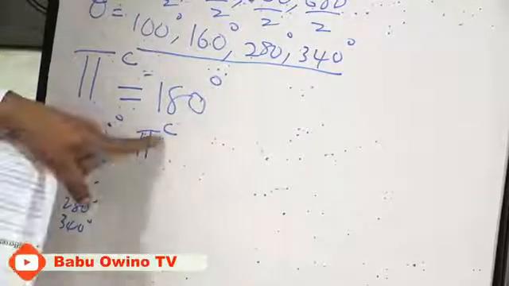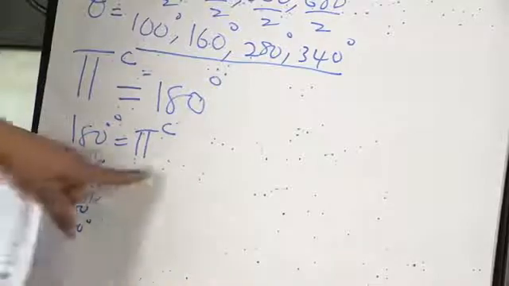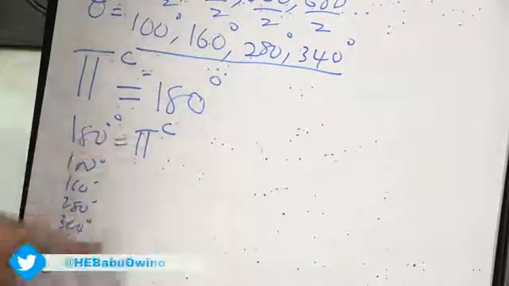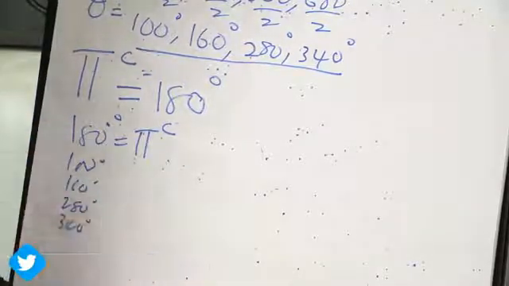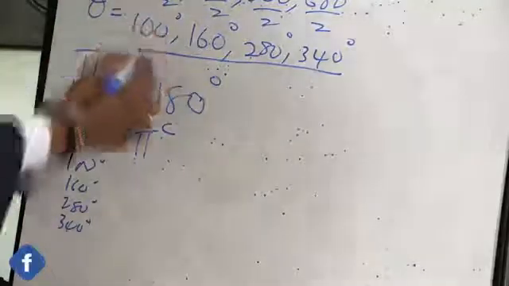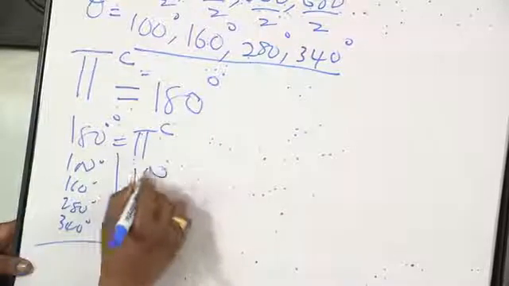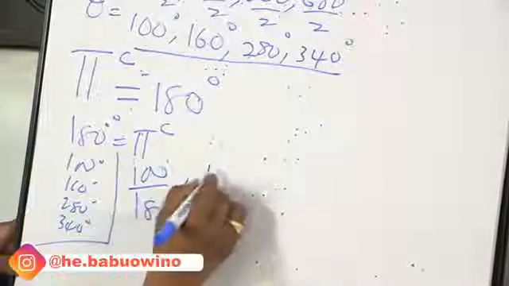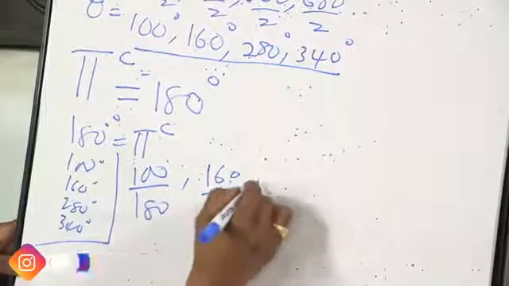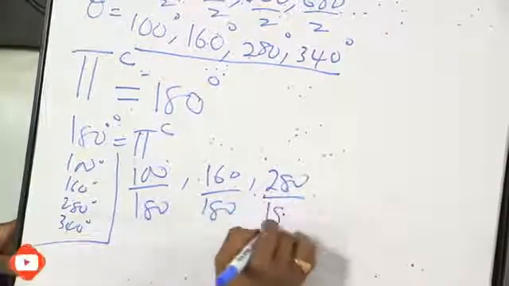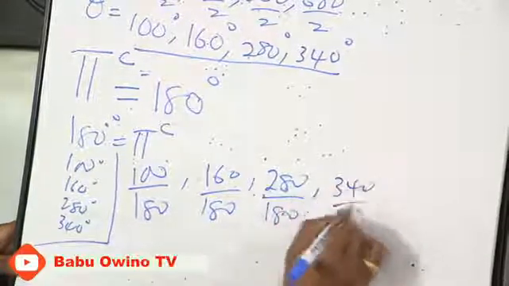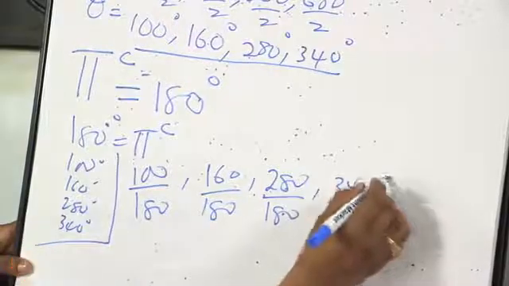160 times pi radians, divide by 180. 280 times pi radians, divide by 180. 340 times pi radians, divide by 180. So we divide all these angles by 180. So we'll have 100 divided by 180, 160 divided by 180, 280 divided by 180, and finally 340 divided by 180. They're in degrees.